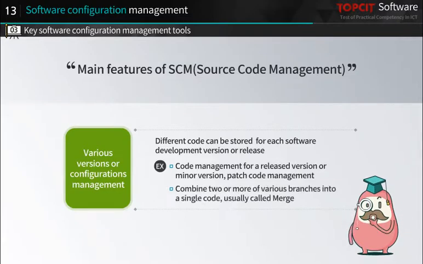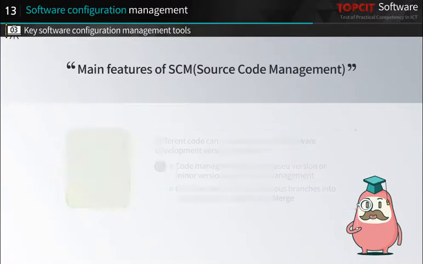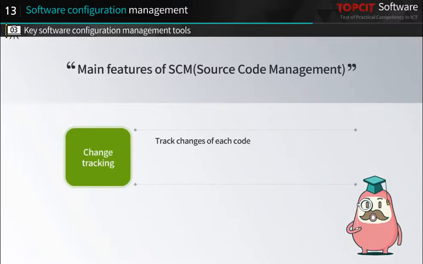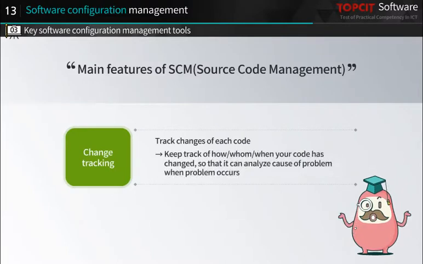It is also able to combine two or more of the various branches into a single code. Usually it's called merge. Source code management system can track a specific point in time. The most common tagging can be used to track a specific point in time. Next, it can track changes to each code. It should be able to keep track of how, by whom, and when your code has changed so that it can analyze the cause of the problem when a problem occurs.